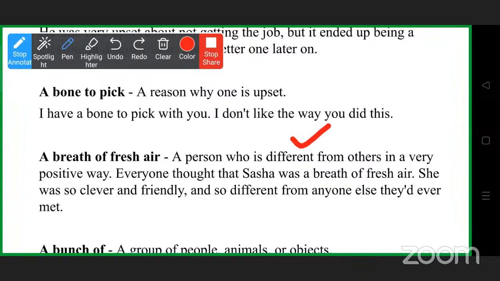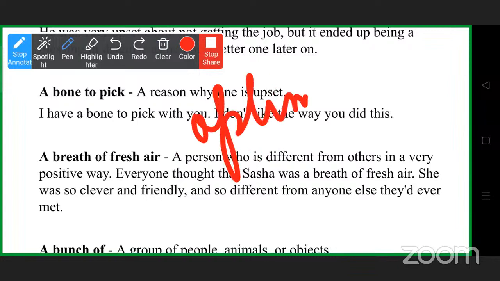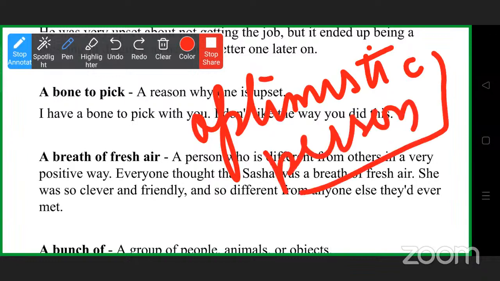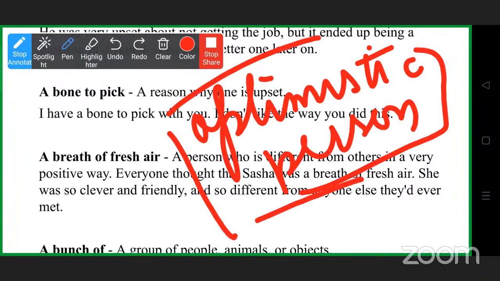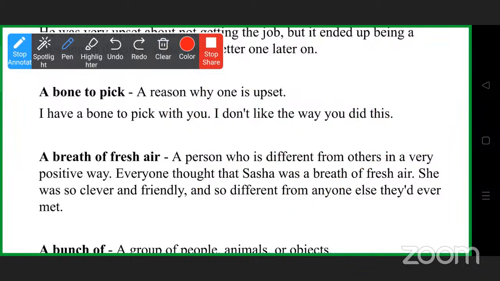That the person who has a different personality than the others and a very positive personality, say an optimistic personality, we can use a breath of fresh air for them. An optimistic person, sorry, optimistic person becomes a support for others. The person who helps others, who tries to assist others, who tries to always stand by people, that person is a breath of fresh air for them.